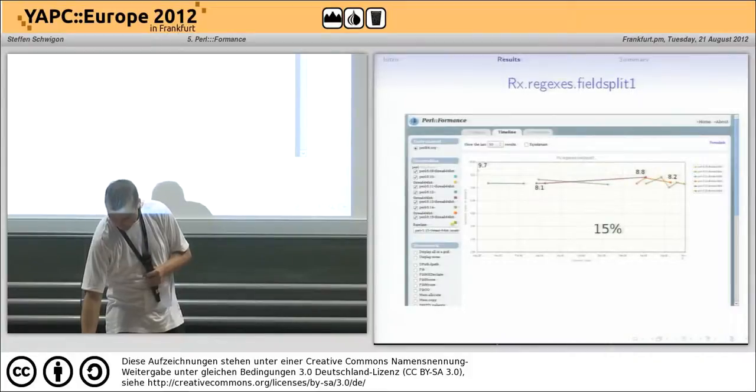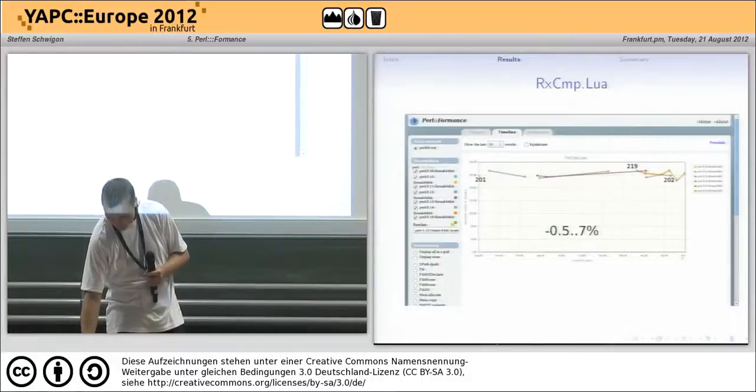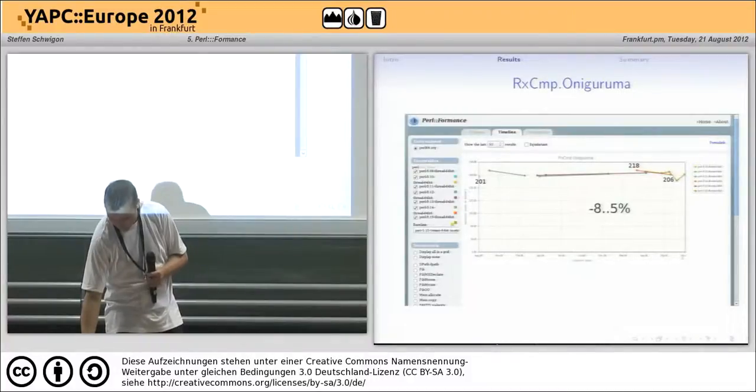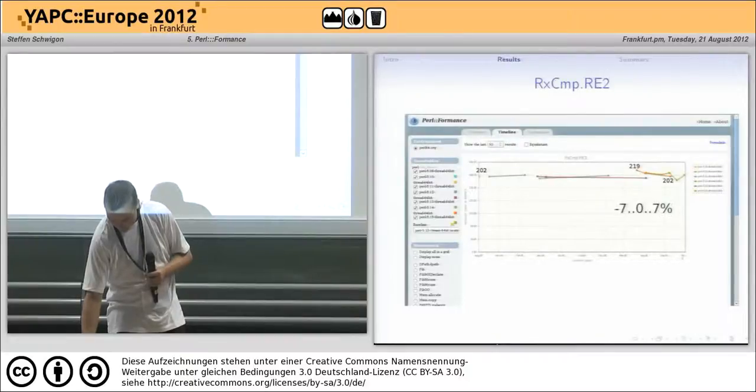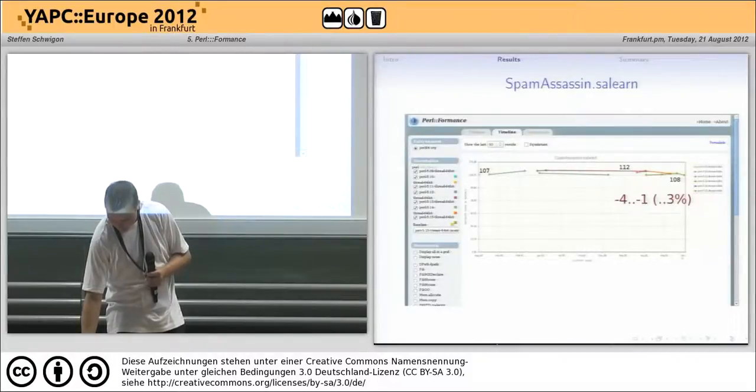Some pathological regex stuff improved. The native regex engine got worse, then improved again. The Lua regex engine got worse, then improved again. Oniguruma, whatever it is. So yeah, we have some improvements. Of course, this regex engine only works on 5.10.